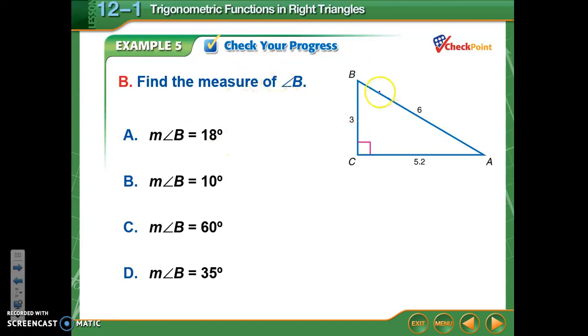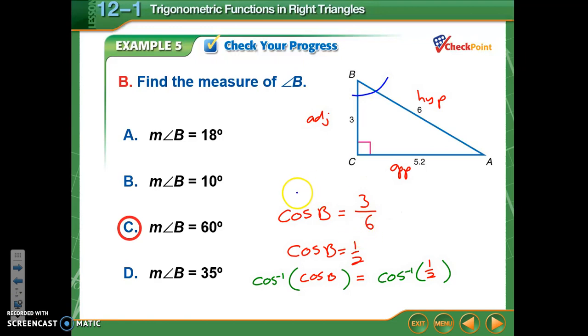Okay, you guys try this one. You're going to find the measure of angle B. All right, in this case, you should have gotten a C, 60 degrees. And your work should look like this. You did not necessarily have to use cosine. You could have used sine or tangent, secant, cosecant, cotangent. I chose to use cosine because when I look at angle B, I see the adjacent side is 3 and the hypotenuse is 6. And I notice that's going to reduce down to a nice fraction of 1/2.